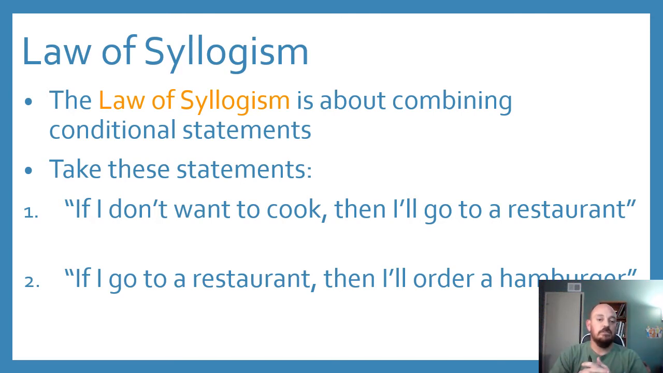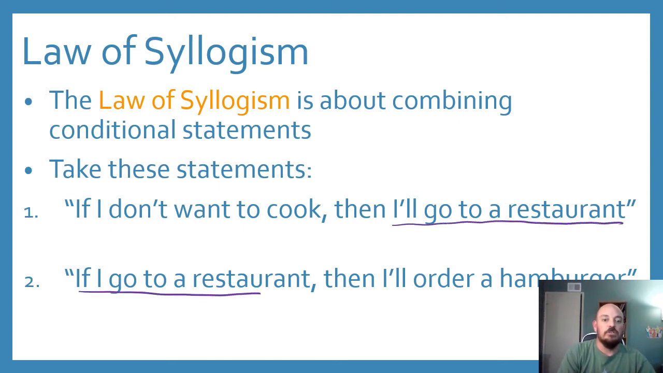Then I tell you after that, if I go to a restaurant, then I'm going to order a hamburger. And again, this is just me saying that this is 100%. I've already decided if I go to a restaurant, I'm definitely ordering a hamburger. So we have two separate statements, but what's important to notice is that the first statement ends with me going to a restaurant, and the second statement starts with me going to a restaurant. So what you can do is link them together.